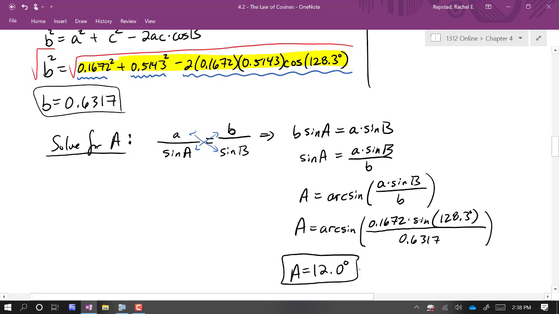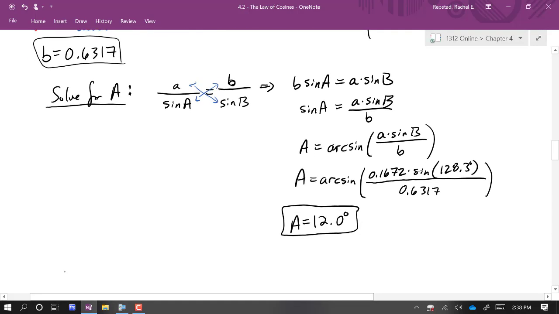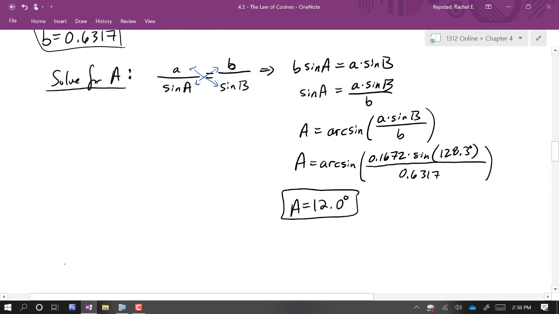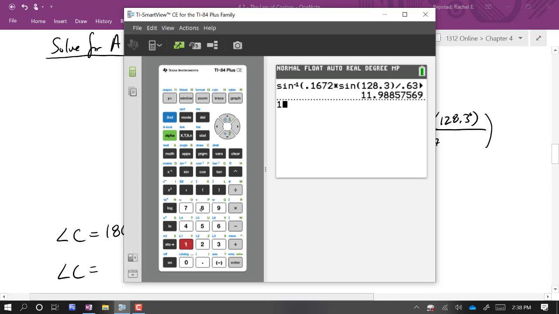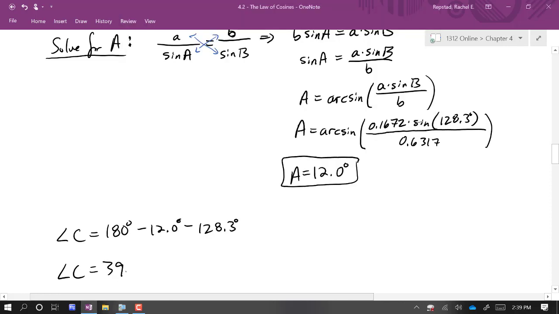So I know side b, I know angle A. The only thing we're missing now is angle C. And I can use the fact that they all add up to 180 to get that value. So 180 minus 12 degrees minus 128.3 degrees, I get 39.7 degrees.